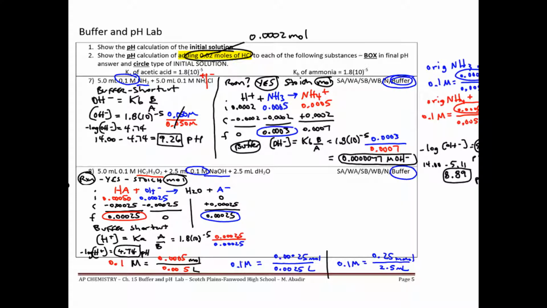So it still didn't completely change drastically, but there is a significant change in terms of a buffer there. So when you're all done with this, if you want to draw a quick picture of what you've got left, you still have a buffer, but the buffer is a little bit more acidic now because you added that HCl. So this is the NH3, and you still have NH4+. So you still have a buffer. You did not wreck your buffer. Okay, now we're going to move on to number 8.